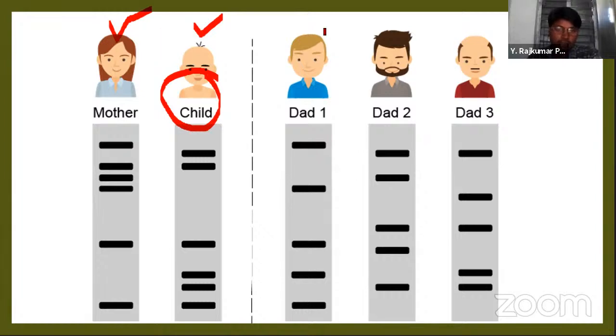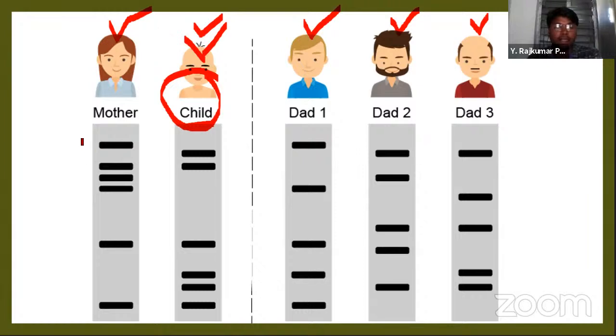Let's do this activity. So this is dad number 1, dad number 2, and dad number 3. Now we must identify whom this child belongs to, who is the daddy of this child. Whenever we talk about the child, a child will have both mother's and father's chromosomes. That's why we have to compare the child's DNA fingerprint with the mother and also the father.